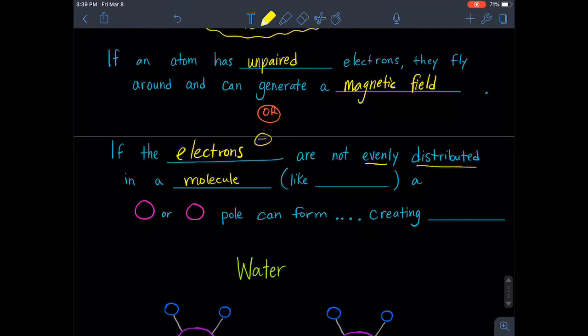So the example we'll use here is water. So our molecule is water. There's 2 hydrogens and 1 oxygen in water. So there's multiple atoms. There's 3 atoms in 1 molecule of water. So if the electrons within all of those atoms in that molecule are not evenly distributed, either a positive or a negative pole can form, which is going to then create magnificent magnetism.